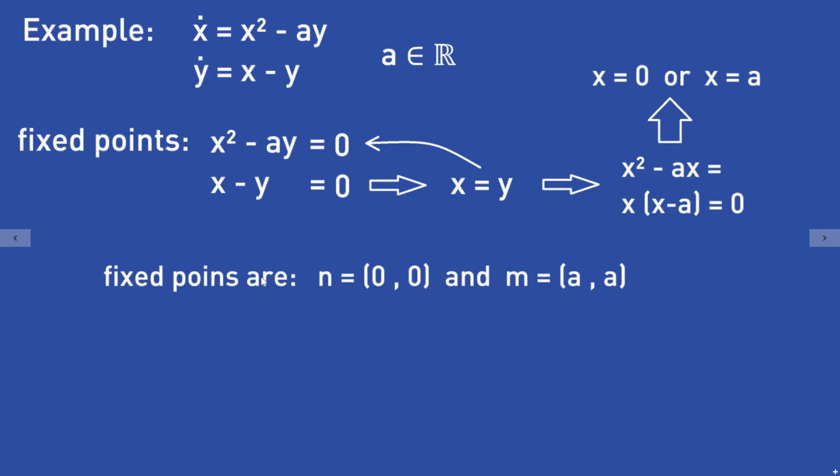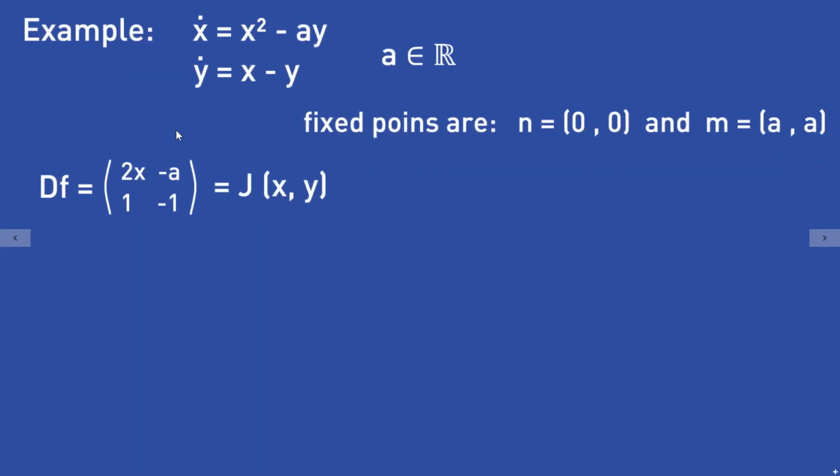So the fixed points are n, which is the first fixed point, (0, 0), and m, which is the second fixed point, (a, a). Okay, now we take a look at the stability of these two fixed points.